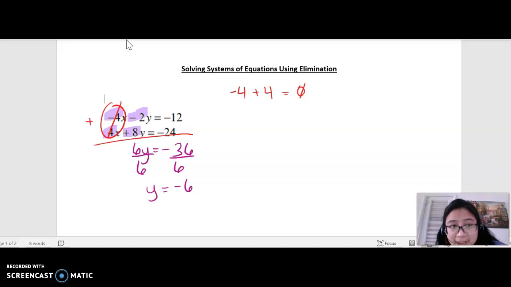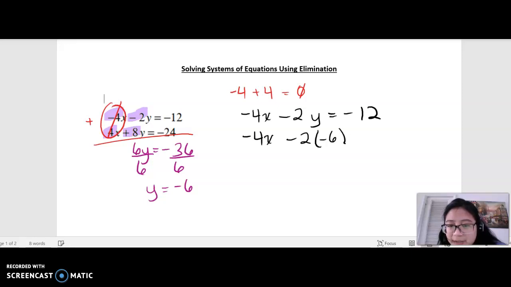I need to find the x variable, right? I'm not finished. So I'm going to take this and plug it into either one of my original equations. I'll just choose the first one. It doesn't matter which one you choose. So this one right over here, I'm going to bring down the 4x, but instead of writing negative 2y, I'll write negative 2 times negative 6 is equal to negative 12.